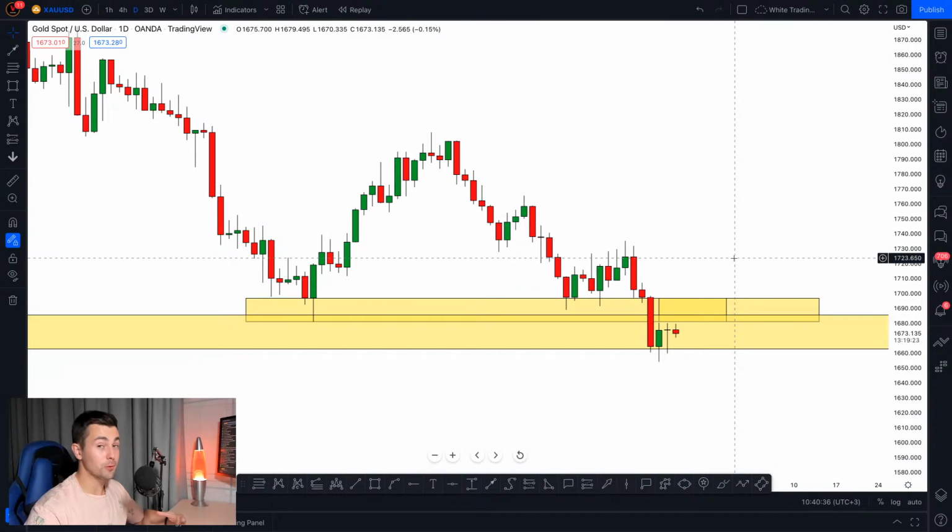Yes, if you're a scalper, of course you can trade. If you are an intraday trader, of course you can trade. But if you are planning a swing trade, if you are planning some kind of investments, at the moment the situation in gold is very tricky.